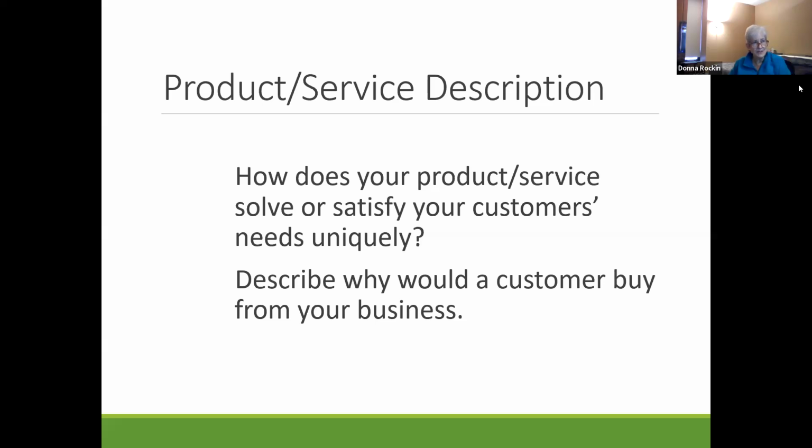And then we talked about this, how does your business solve the customer's problem or needs uniquely? And that's what we talk about, the unique selling proposition. It's called USP, unique selling proposition. And why would a customer buy from your business? Is it that you have convenient hours? You're right there in the neighborhood. You have a wide variety of products.